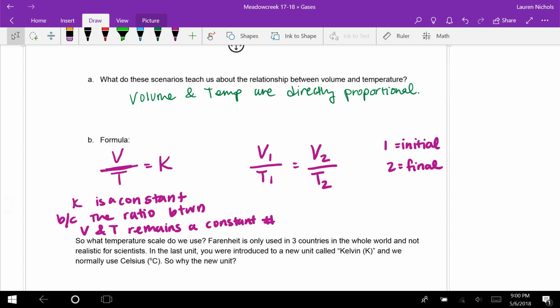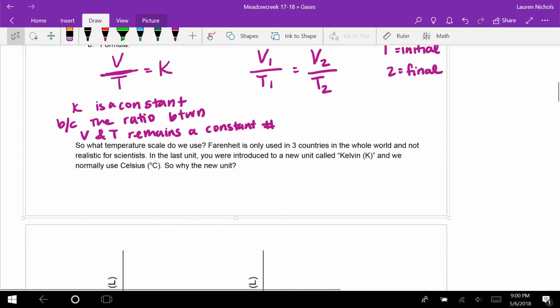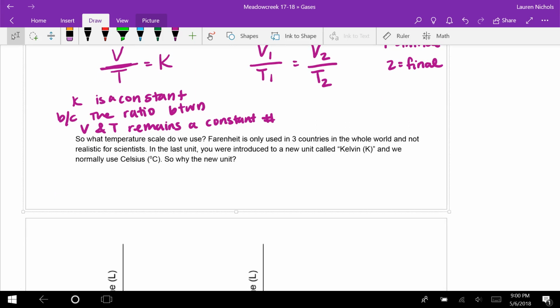But we want to continue with our conversation about temperature, because this idea of Charles' law really came into a bit of a conundrum for the scientists, because they said, okay, what temperature scale are we going to use? First of all, Fahrenheit is only used in 3 countries in the whole world: America, Liberia, and Myanmar. And that's not realistic for scientists. Only 3 countries use it. Majority rules. And so in the last unit, you were introduced to a new unit called Kelvin, which is symbolized by the letter K. And we normally use Celsius or degrees Celsius.